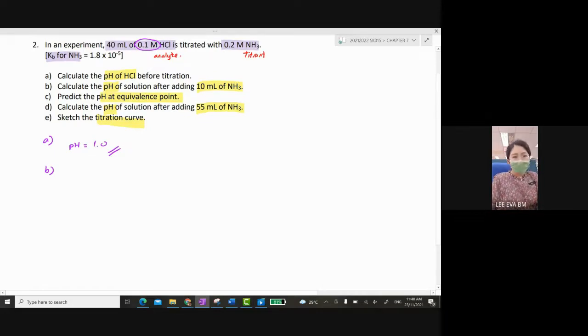Then for part B, pH of the solution after adding 10 milliliter of NH3. So volume is only 10 milliliter. You need to write out the neutralization equation. So we have HCl aqueous, we have NH3, the weak base. Neutralization is a complete reaction to give you NH4Cl.